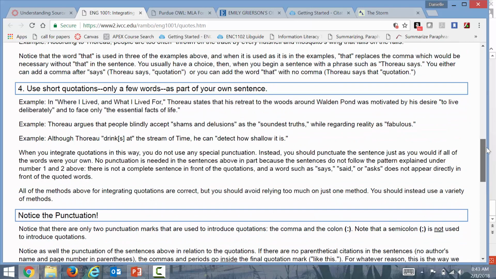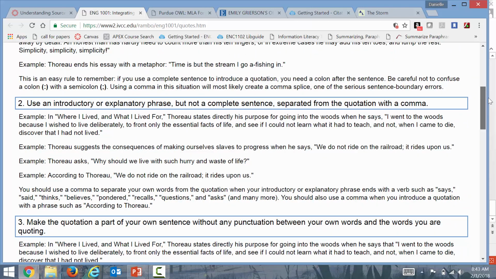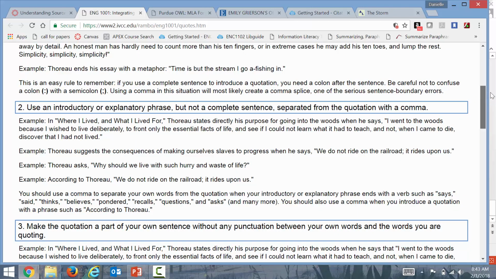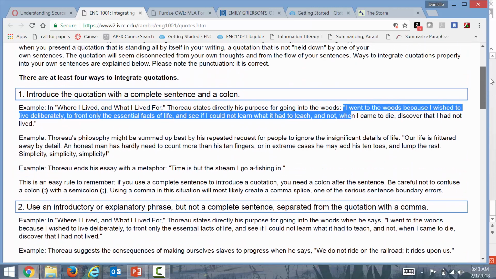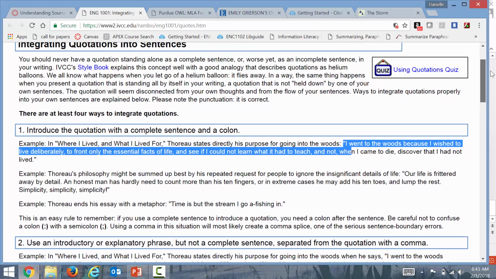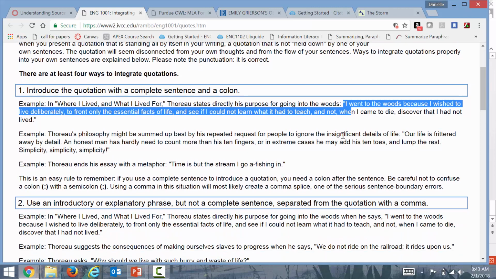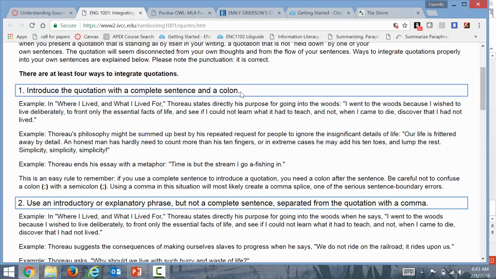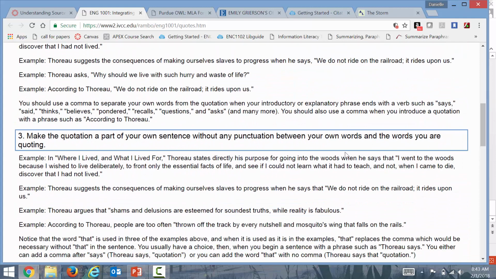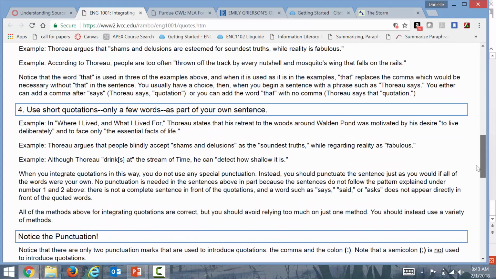Sorry, I thought there was a non-example of what not to do, what it looks like to drop something. But basically, if you follow these directions, you either introduce the quotation with a complete sentence and a colon, or use an introductory explanatory phrase, or make the quotation a part of your own sentence. I want you to try to use one of these.